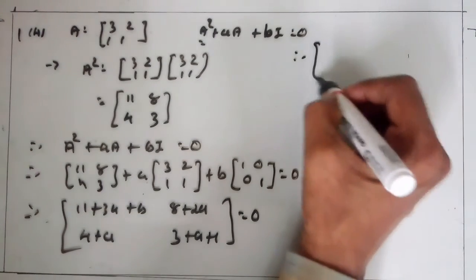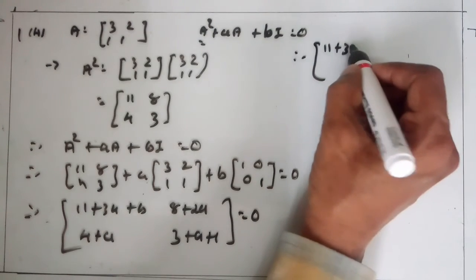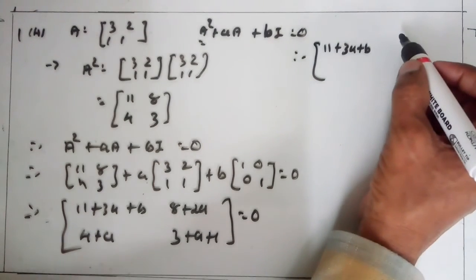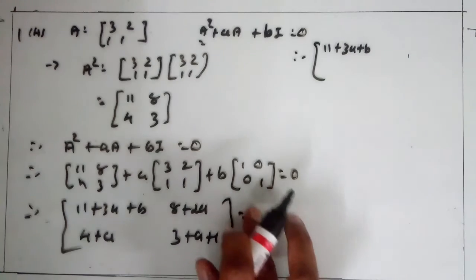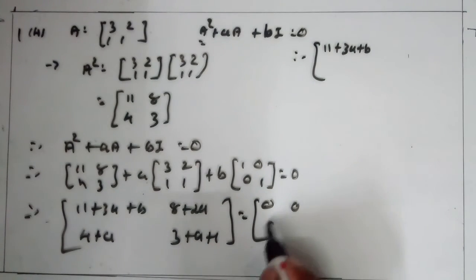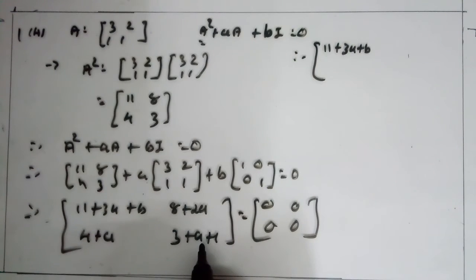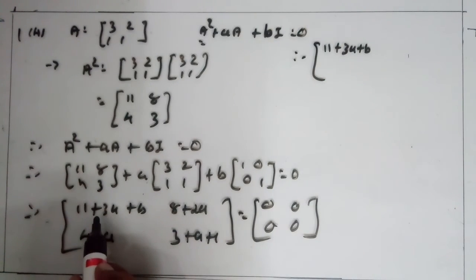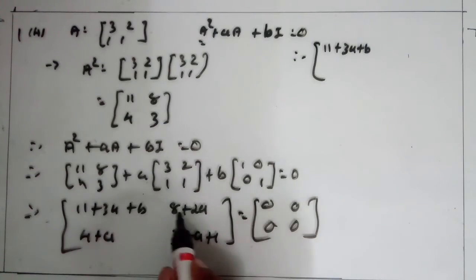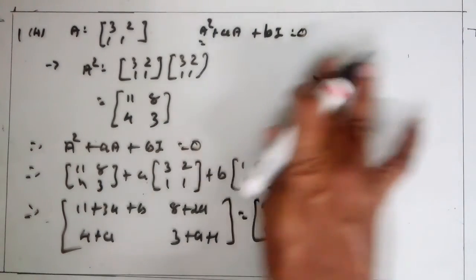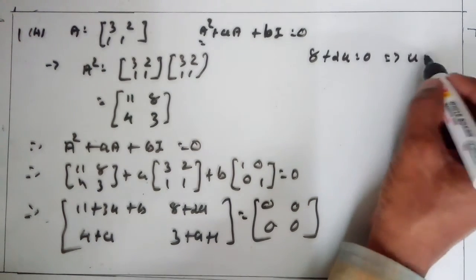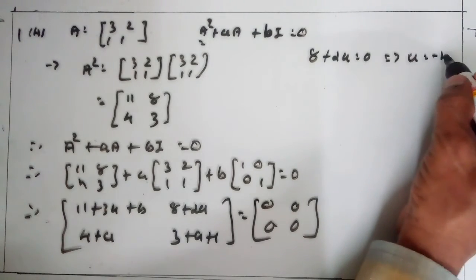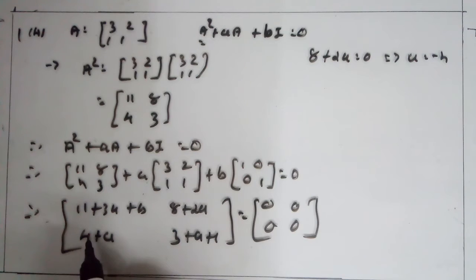Now simplify this. Here becomes 11 plus 3a plus b, or directly compare with the 0 matrix. Here the 0 matrix is equal to, you know that, 0 0 0 0, because this is a 2 cross 2 square matrix. Now compare with the corresponding entries. 8 plus 2a is equal to 0. Clear this? So 8 plus 2a is equal to 0. This implies a is equal to, take 8 to this side, divide by 2, so minus 4. Clear? 4 plus a is equal to 0, so a equals minus 4.